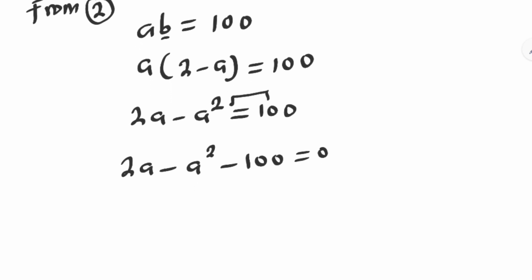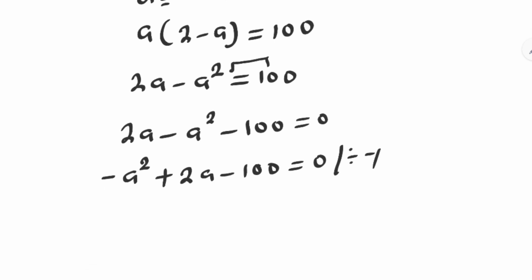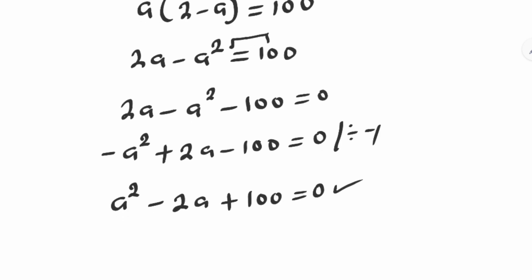Let us put this in standard form. We have minus a square plus 2a minus 100 is equal to 0. Now let us divide the whole of this equation by minus 1. So minus a squared divided by minus 1 will give you a squared. Then plus 2a divided by minus 1 will be minus 2a. And then minus 100 divided by minus 1 is plus 100 is equal to 0. So this is a quadratic equation.